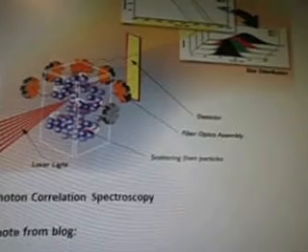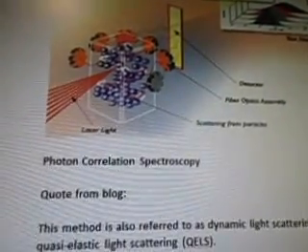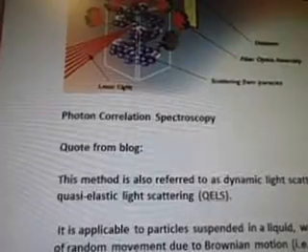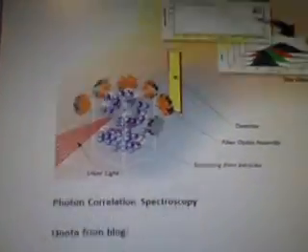So quote diagrams for the blog. Here's the pictures here: autocorrelation function, size distribution, detector, fiber optics assembly, scattering from particles, and the laser light. Okay, so that's photon correlation spectroscopy.